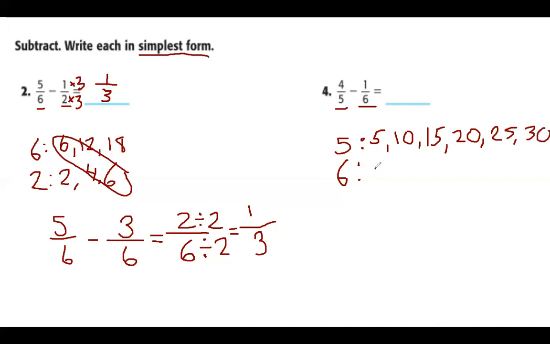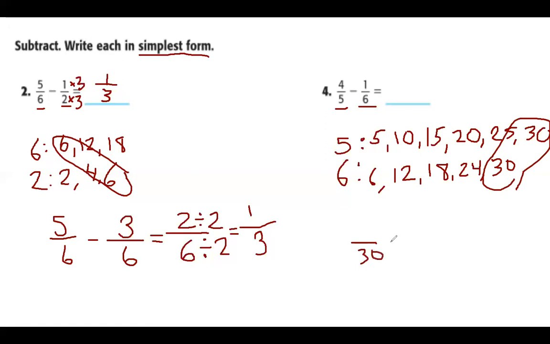Okay. Now I'm going to count by 6s. 6, 12, 18, 24. So it's taking a little bit longer. I got to list as many multiples as I need to get to that lowest common multiple. Oh, and I found it. There it is. It is 30. So that means 30 is going to be the new denominator.